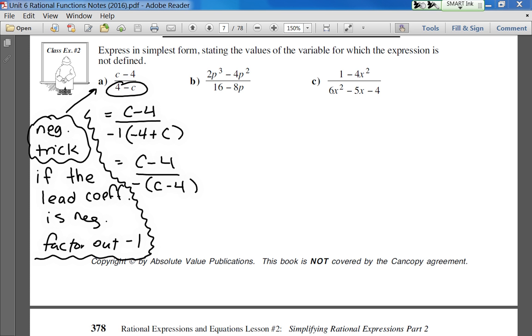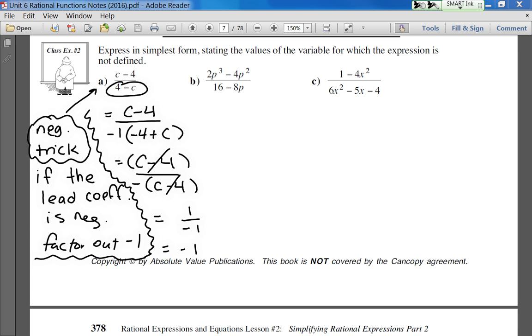And you don't have to put negative 1, just put a negative. And now what do you see? Yeah, this is going to cancel. So you're left with 1 over negative 1, which is just negative 1. So no matter what value of C you pick, what do you get?